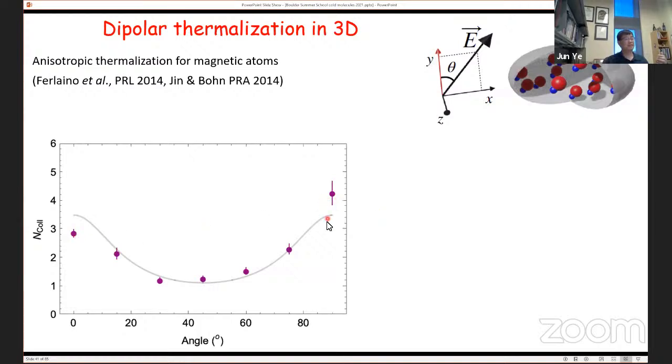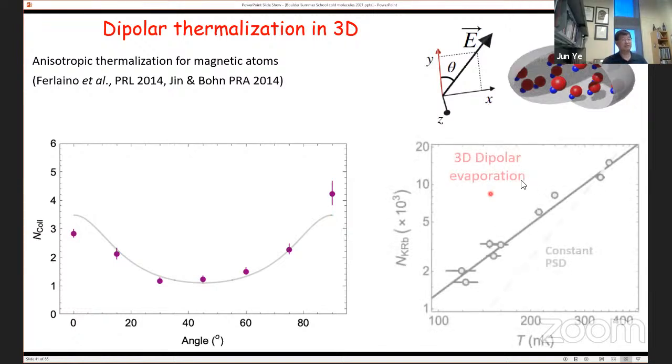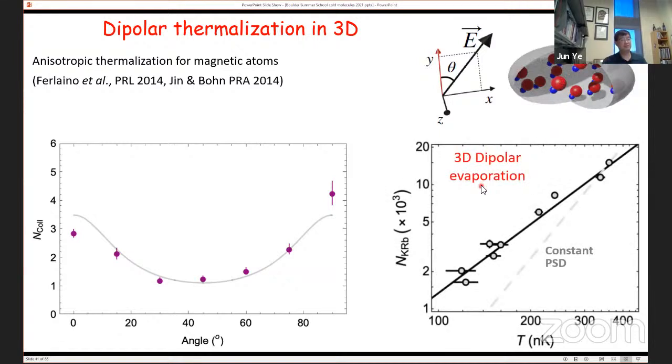And this has been studied before by Francesca Ferlaino's group using atoms with a magnetic dipole. And she has shown similar dipolar anisotropy for thermalization. But now, for the first time, we can actually shield away the reactive loss of the molecules and demonstrate this. So we can even do evaporation in 3D, using this electric dipole moment to induce dipole-assisted evaporation. And that brings us back to higher phase space density in 3D.